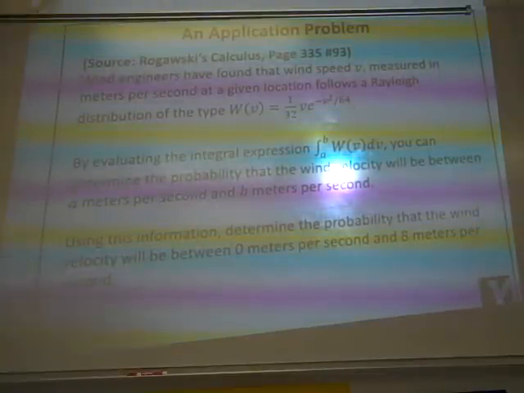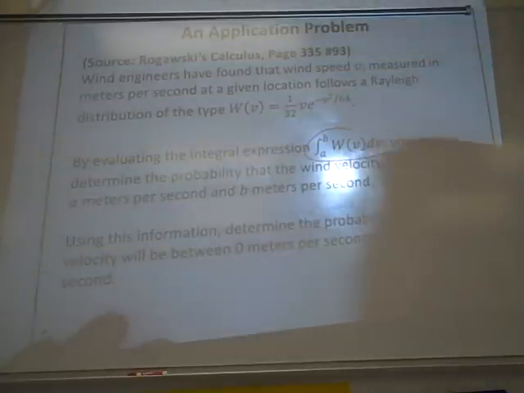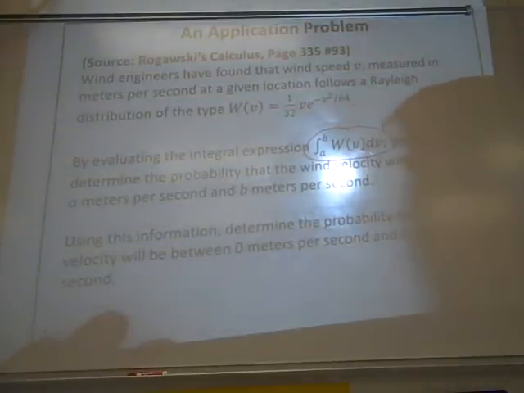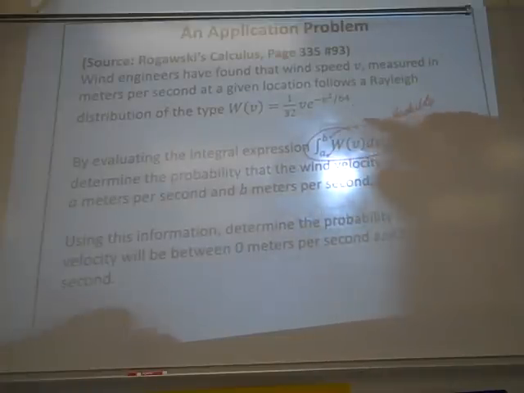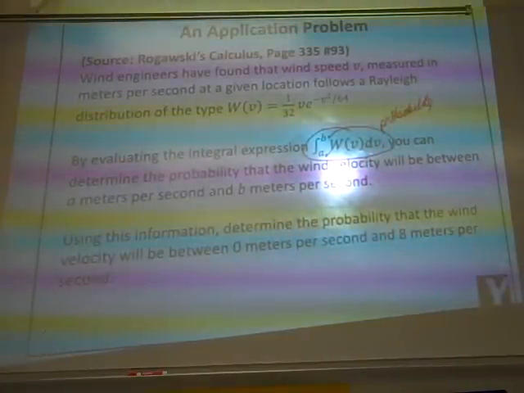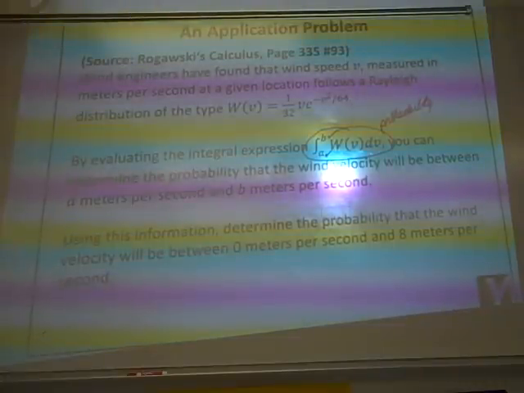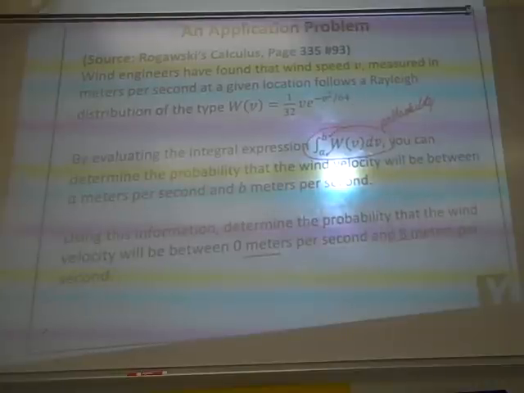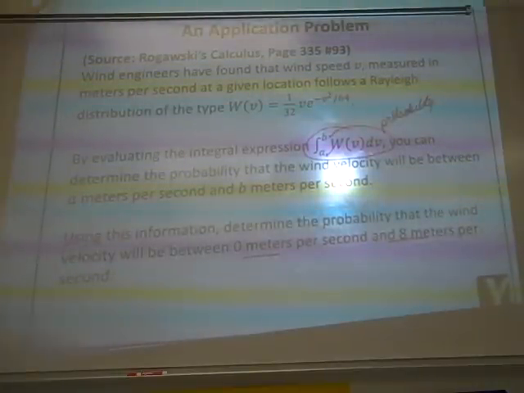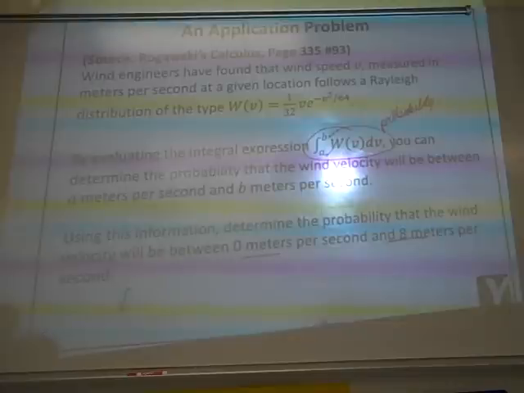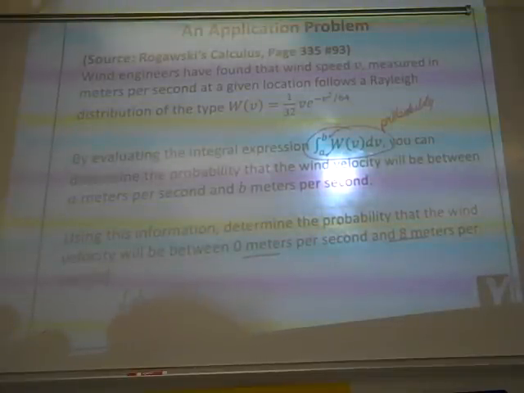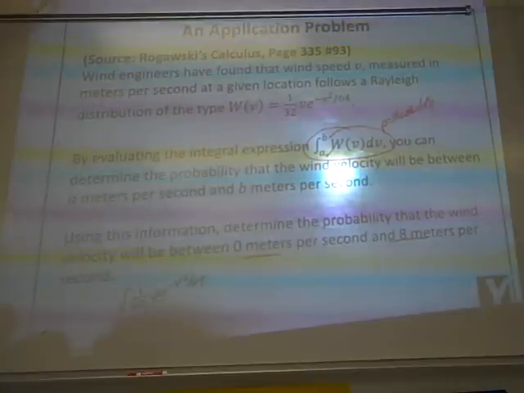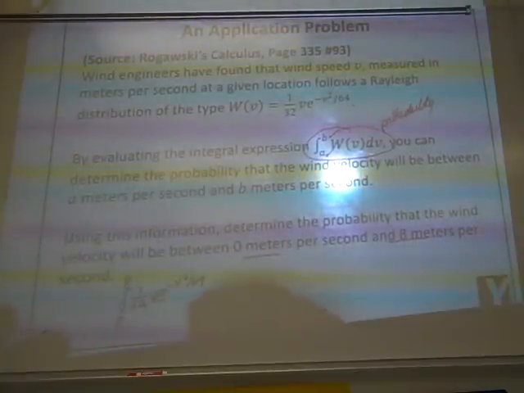So what they're saying is that this integral expression over here tells you the probability that the wind will be between this lower limit of integration and that upper limit of integration. Using this information, determine the probability that the wind velocity will be between 0 meters per second and 8 meters per second. So what I would have to do is find a definite integral of 1 over 32 V e to the negative V squared over 64 from 0 to 8 dV.